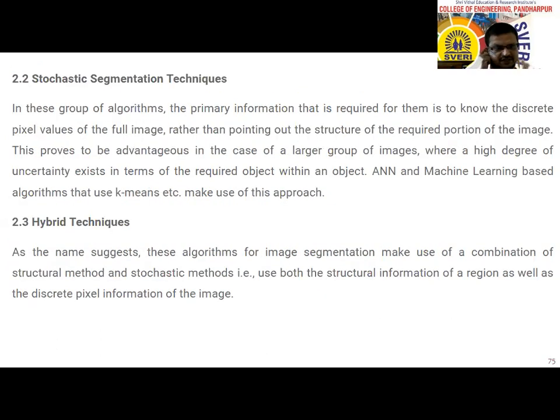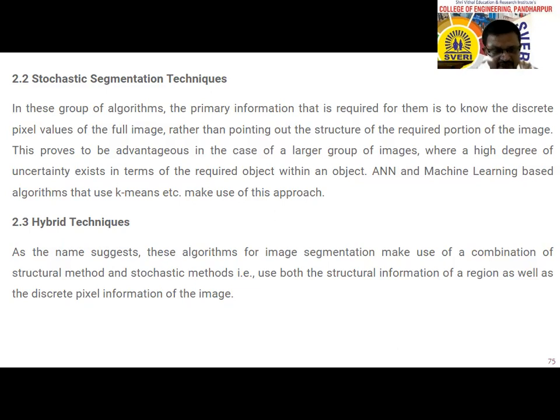Now, second is stochastic segmentation techniques. In these groups of algorithms, the primary information required is the discrete pixel values of the full image, rather than the structure of the required portion of the image. This proves to be advantageous in the case of a larger group of images where a high degree of uncertainty exists in terms of the required object within an object. ANN and machine learning based algorithms that use k-means, etc. make use of this approach.